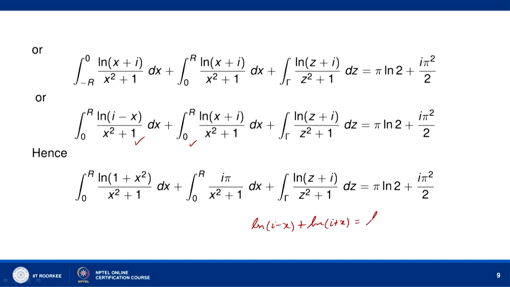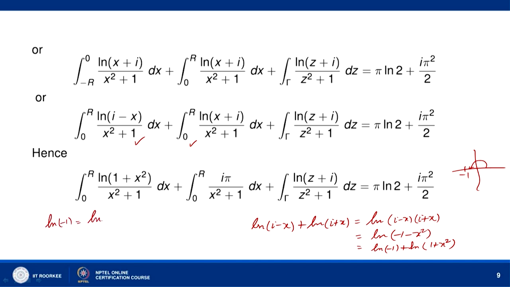is equal to ln of (i minus x)(i plus x). So what we get is ln of (minus 1 minus x squared), which is equal to ln(minus 1) plus ln(1 plus x squared). Minus 1 lies on the real axis, so the argument is pi. So ln(minus 1) equals ln e to the power i pi, since its magnitude is 1, so this is i pi. So this equals i pi plus ln(1 plus x squared). So this plus this is ln(1 plus x squared) plus i pi.